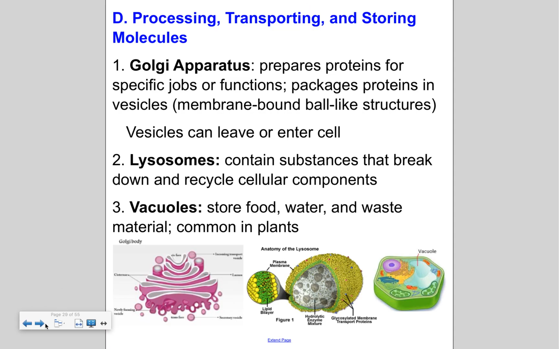Okay, so that does it for part 2. Just taking notes. When we come back next week, we're going to read the section, do some worksheets, and then we're going to start a project that deals with these organelles.